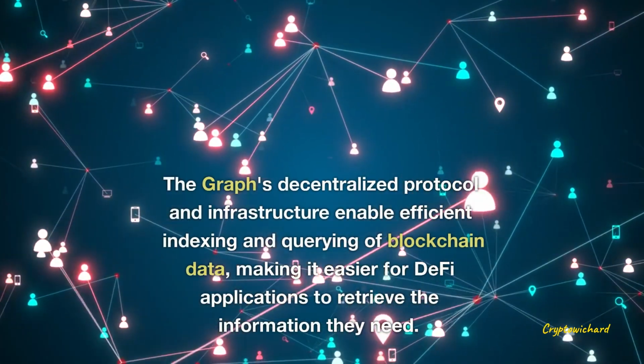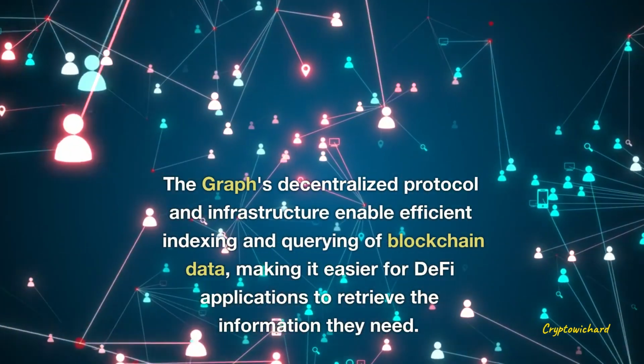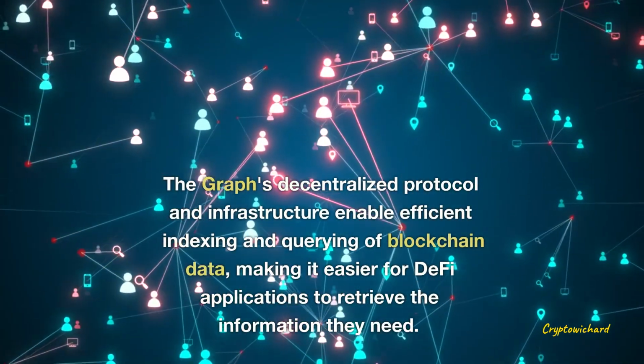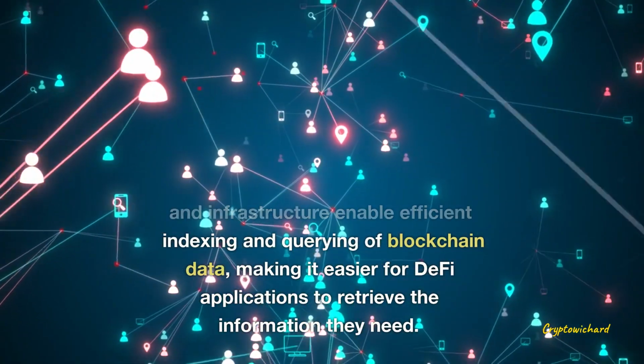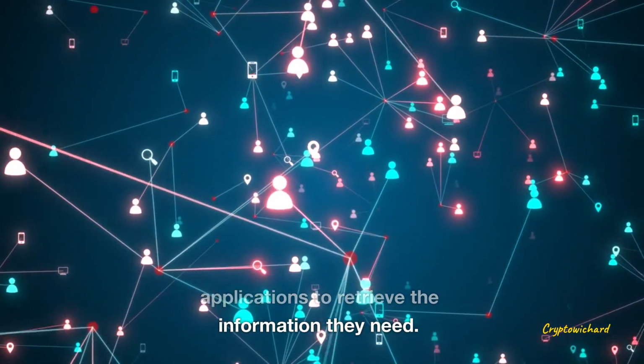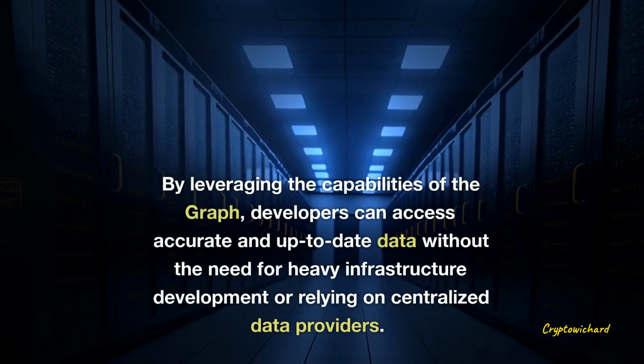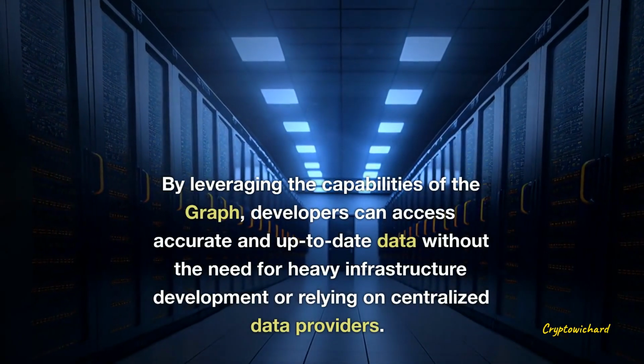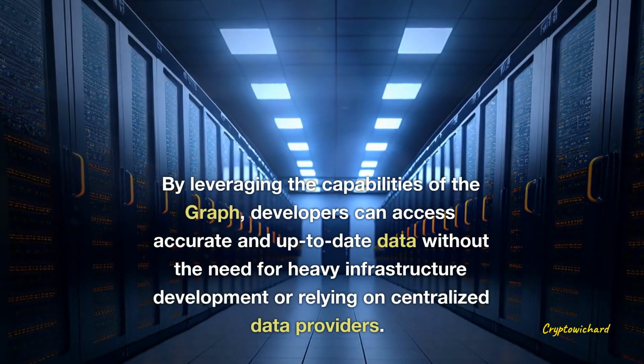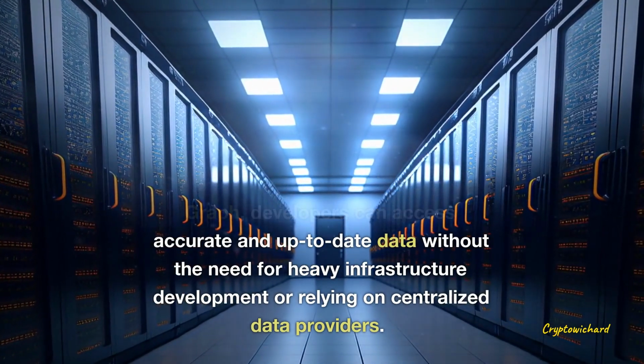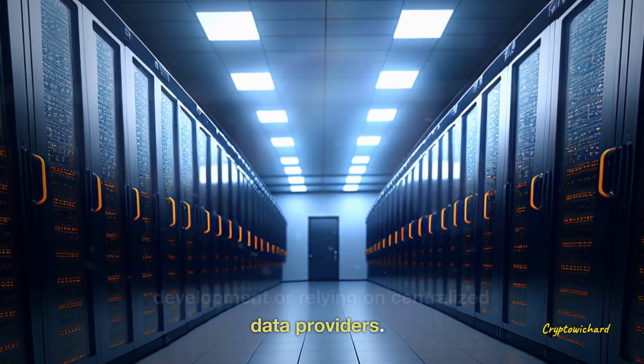The graph's decentralized protocol and infrastructure enable efficient indexing and querying of blockchain data, making it easier for DeFi applications to retrieve the information they need. By leveraging the capabilities of the graph, developers can access accurate and up-to-date data without the need for heavy infrastructure development or relying on centralized data providers.